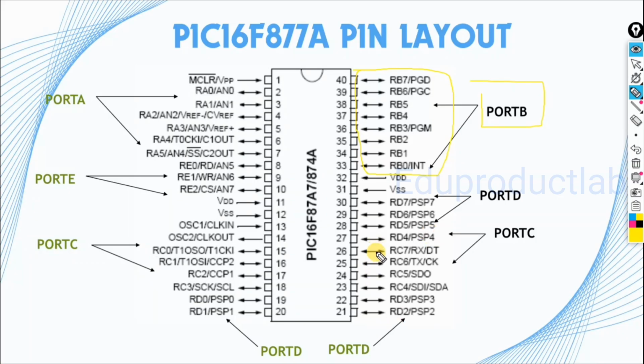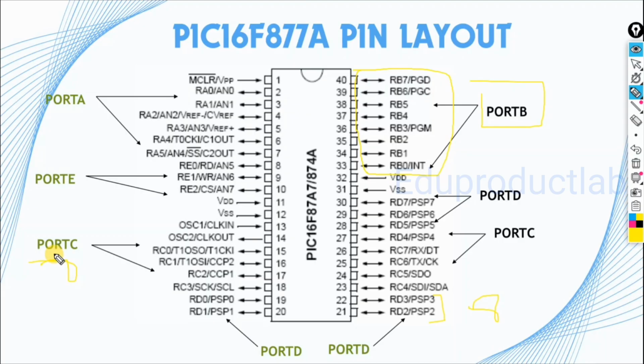Then port D is RD4, RD5, RD6, RD7, 4 pins, then RD0, RD1, RD2, RD3, also 4 pins. Total 8 pins. Then port C also has RC4, RC5, RC6, RC7, then RC0, RC1, RC2, RC3. This is also 8 bits. So PIC16F877A is an 8-bit microcontroller, most suitable for small and medium embedded applications.